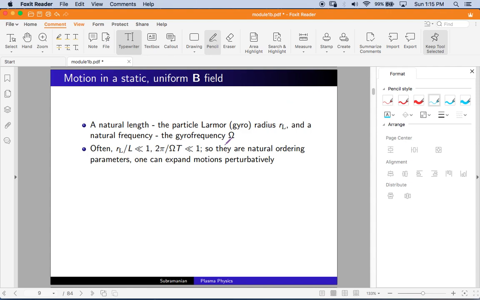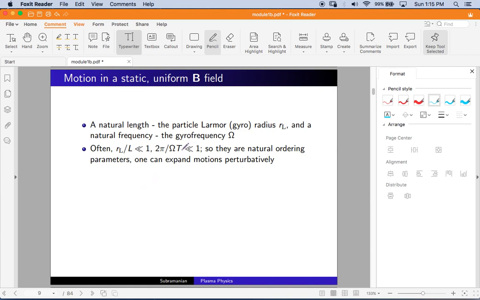The second point is the reason it's important to keep this in mind. Often, if you have L as some kind of macroscopic length scale, the gyro radius is much smaller than the macroscopic length scale.